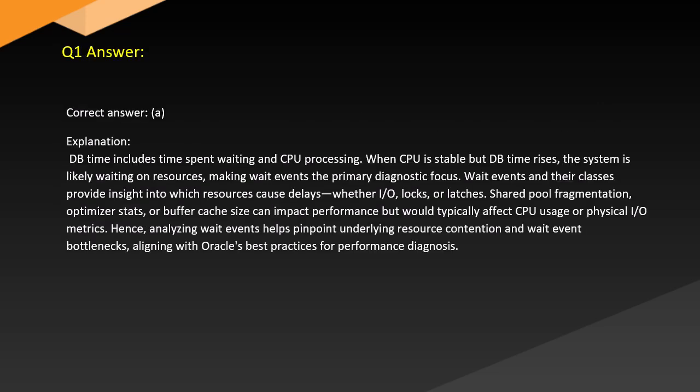Answer. Correct answer: A. Explanation. DB time includes time spent waiting and CPU processing, where CPU is stable but DB time rises. The system is likely waiting on resources, making wait events the primary diagnostic focus. Wait events and their classes provide insight into which resources cause delays, whether I/O, locks, or latches.